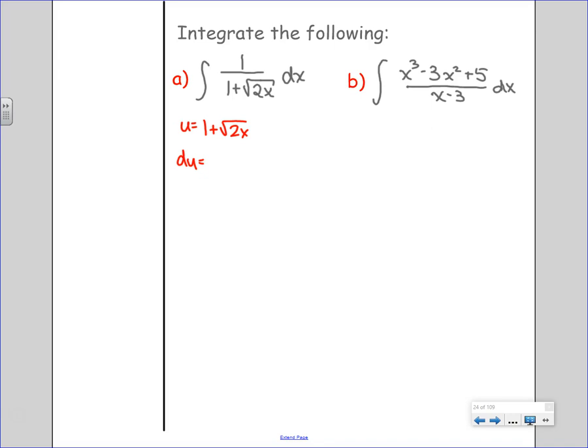Derivative of 1 is 0. How do I take the derivative of 2x to the 1/2 power? Well, you gotta do your chain rule, right? So bring down my 1/2, 2x to the negative 1/2. Don't forget your dx. Then dx. What's going to happen to the 1/2 and the 2? Well, that's nice. It just canceled out. Let's rewrite it to make it easier in our brain. So we have 1 over the square root of 2x dx.